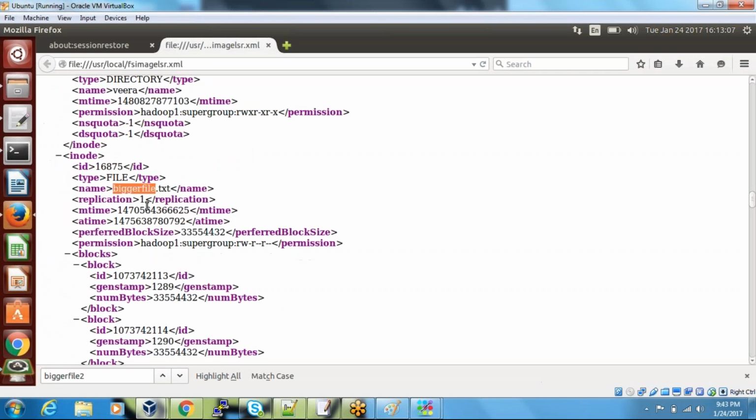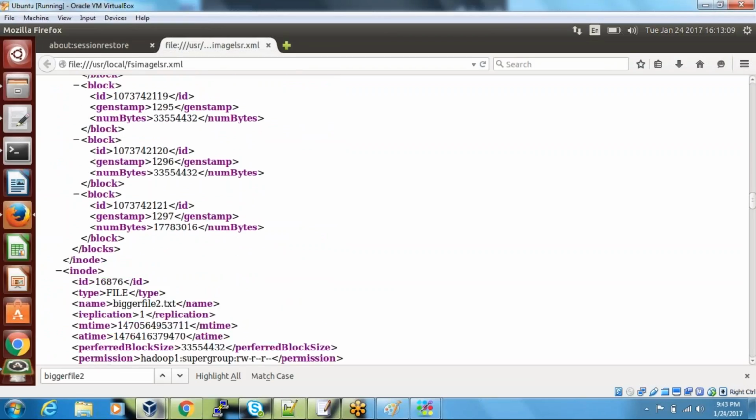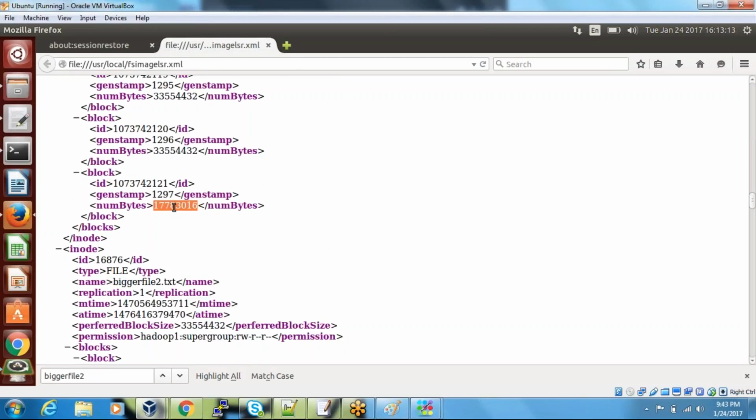If you go to the last block in the metadata, it occupies only about 17 MB out of 32 MB. So even though your block size is fixed at 64 MB or whatever it is, whatever data is loaded into the memory, only that much will be treated as a block. The rest of the space remains free to store other data.